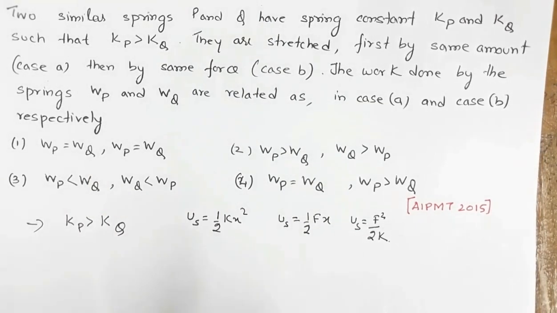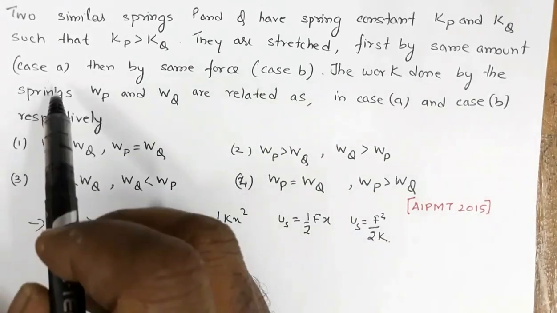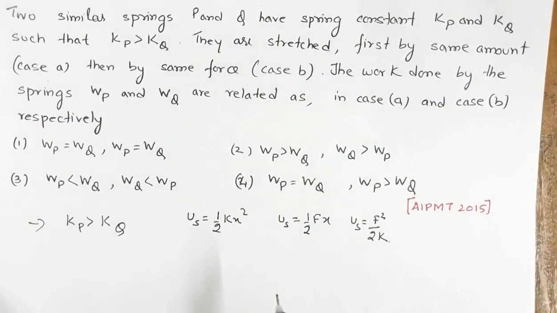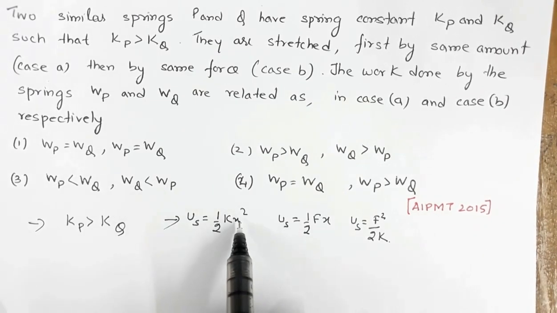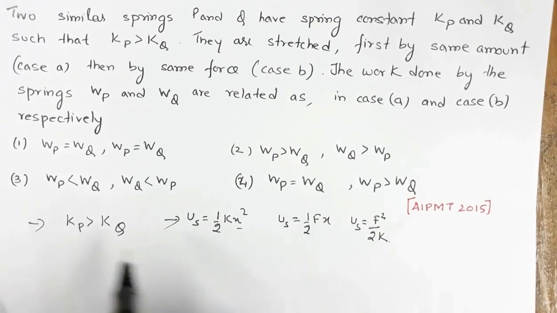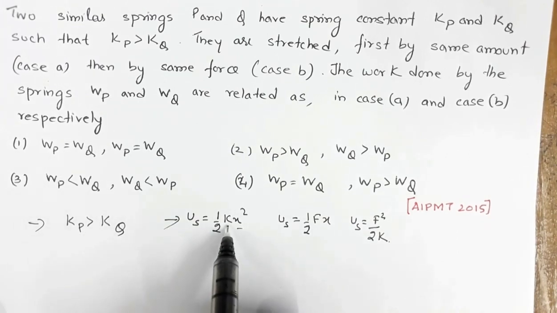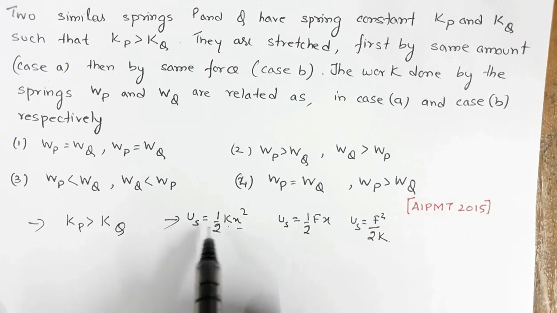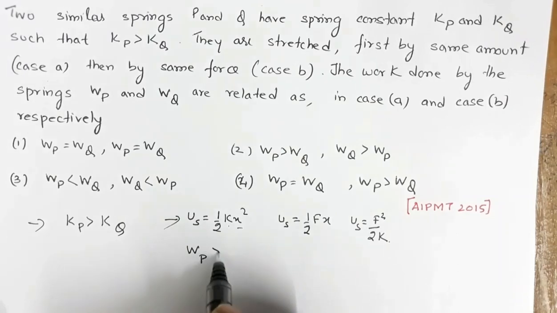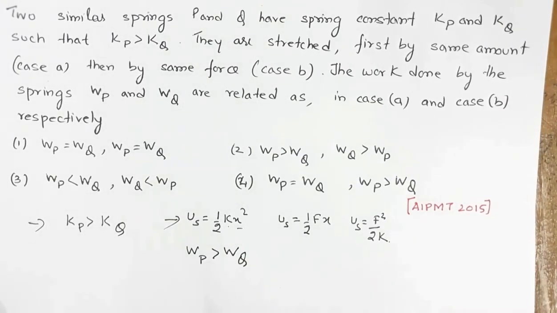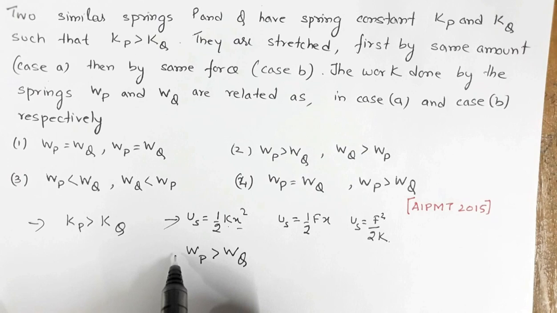Okay, so now the first case, they are stretched by the same amount. Now when they are stretched by the same amount, that is, x is the same for them. If we use this relation, x is the same for them, and Kp is greater than Kq, so this quantity for P is greater than the quantity for Q. That means the potential energy stored in P will be greater than that of Q. So this implies Wp is greater than Wq. Okay, so this is the first part.